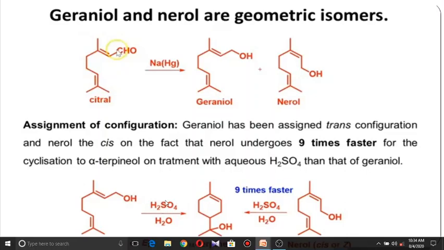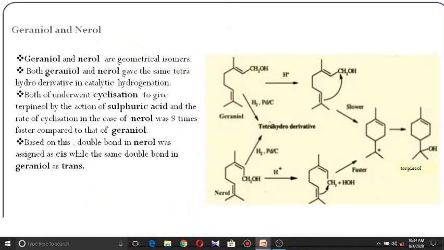reaction. Geraniol and nerol with sulfuric acid yield alpha terpineol. But in the case of nerol, this isomerization is 9 times faster than in geraniol. Thus we can say that nerol is in cis form and geraniol is in trans form. We can also see the explanation here. As you can see, both geraniol and nerol yield the tetrahydro derivative on reduction.